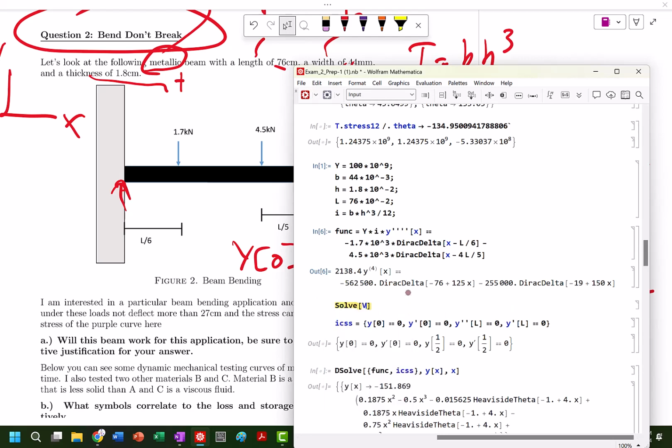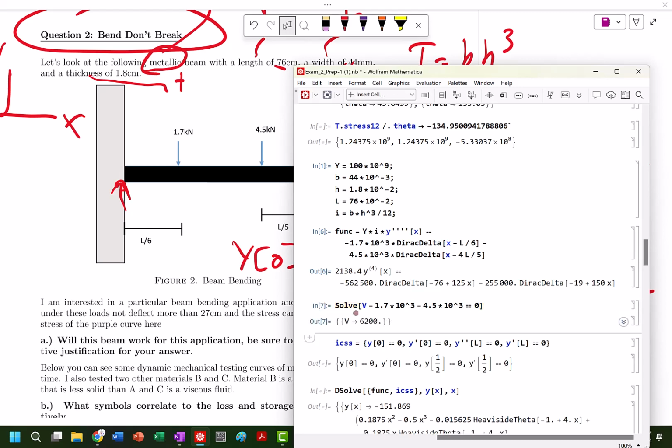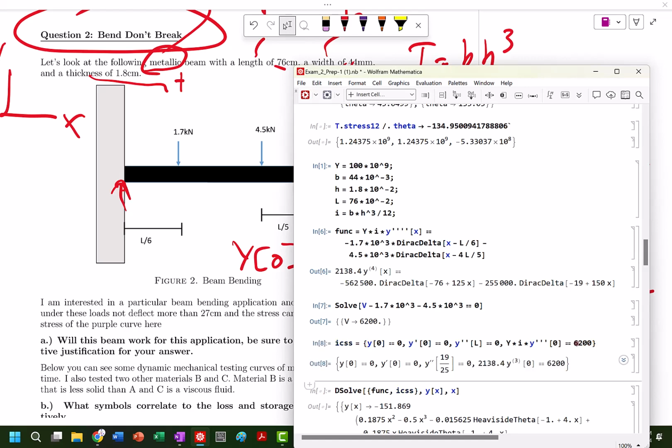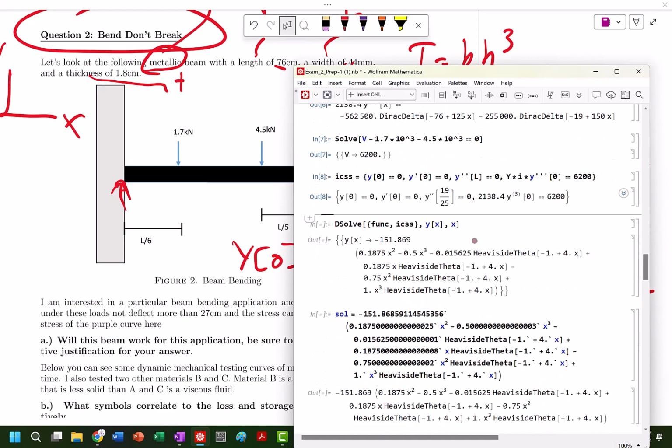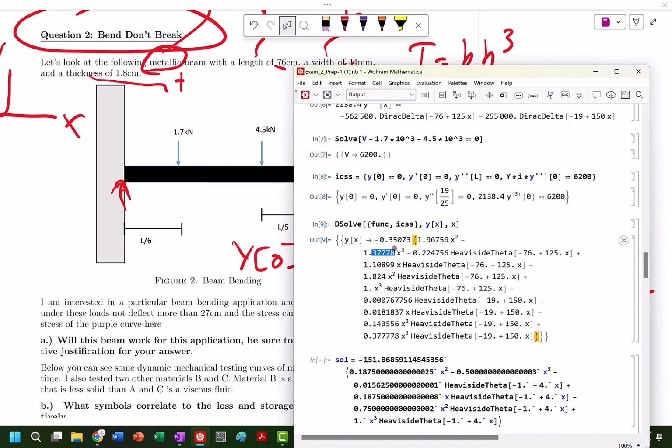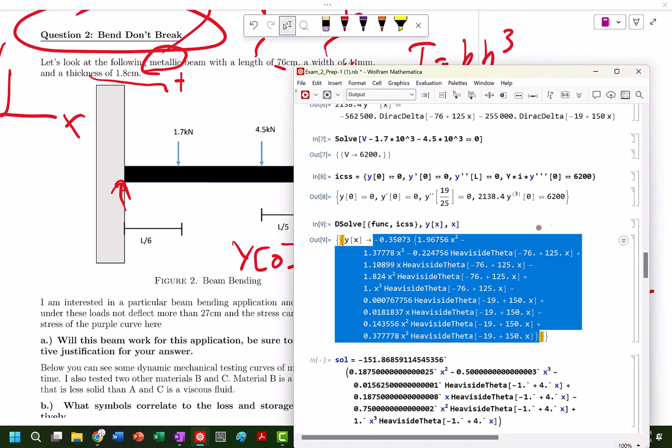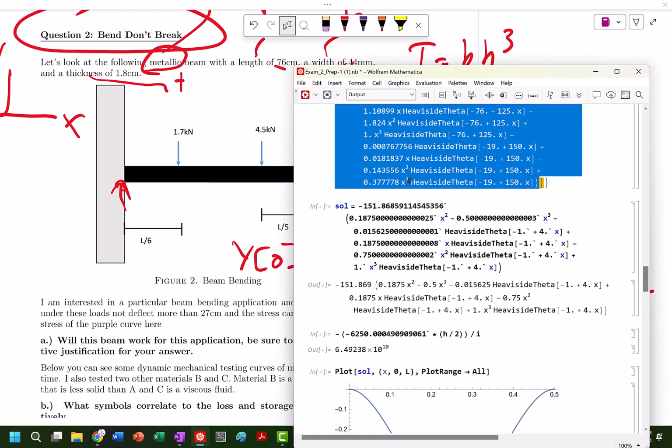So V minus 1.7 times 10 to the 3 minus 4.5 times 10 to the 3 equals 0. So I'm going to say my triple prime at 0, y times I times this equals 6,200. Those are all my boundary conditions. So we got those. Let's click it. We've got this now. We can now plot it.